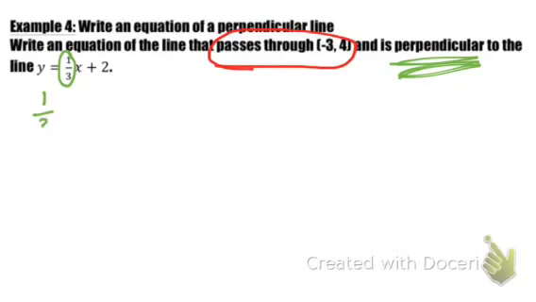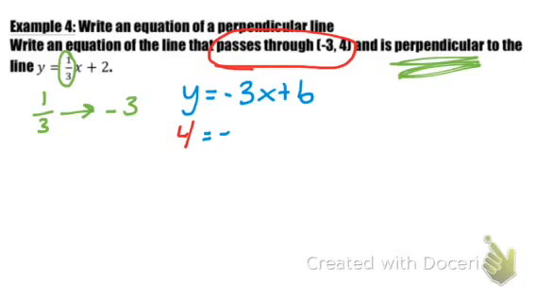So we know that the opposite reciprocal of 1/3 is going to be negative 3. That's what our slope has to be if it's going to be perpendicular to our given line. So in y equals negative 3x plus b, we're going to have a new y-intercept. That's our base. It has to pass through (-3, 4).